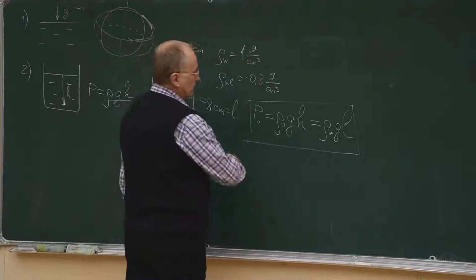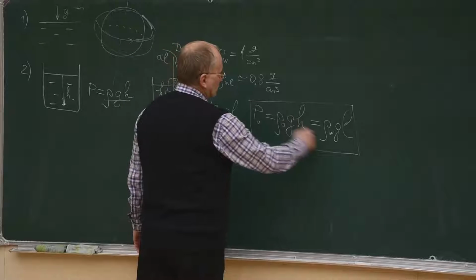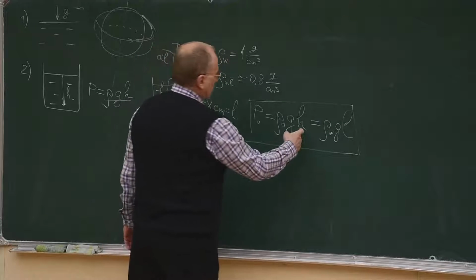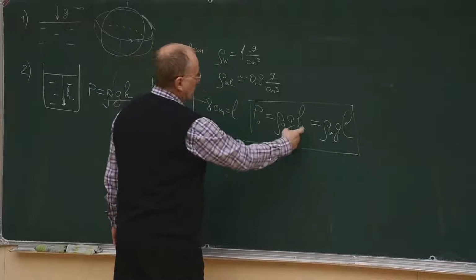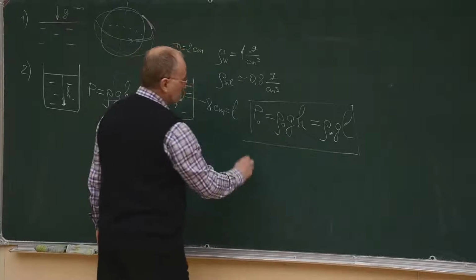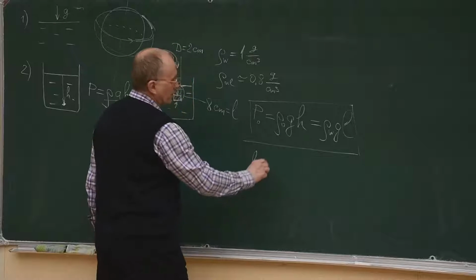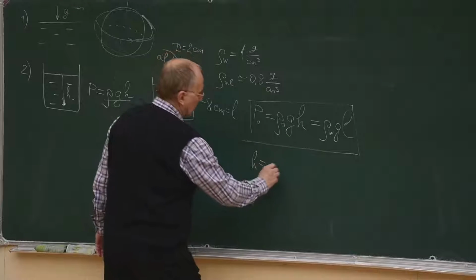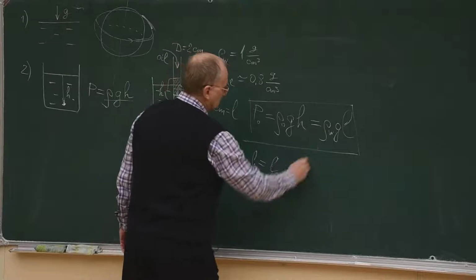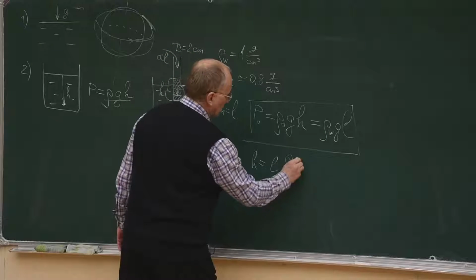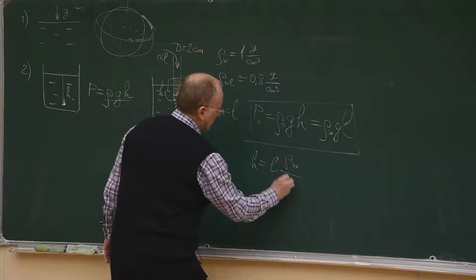Due to this condition, we certainly may cancel g and immediately find h, which is the height of the oil column, and h from this formula will be L times density of water divided by the density of oil.